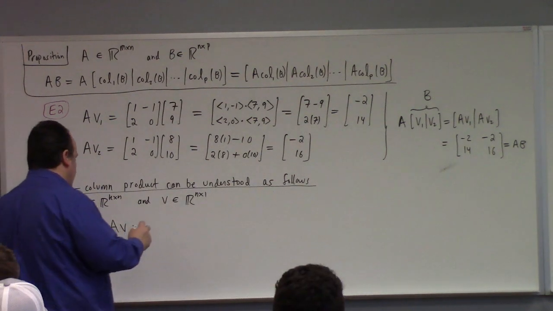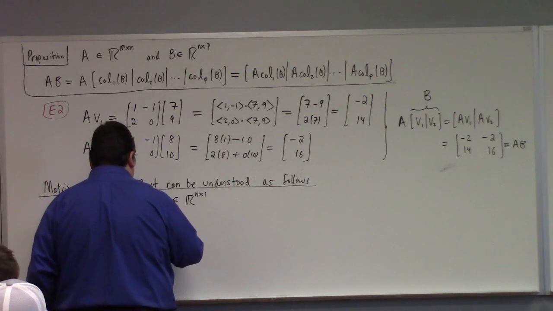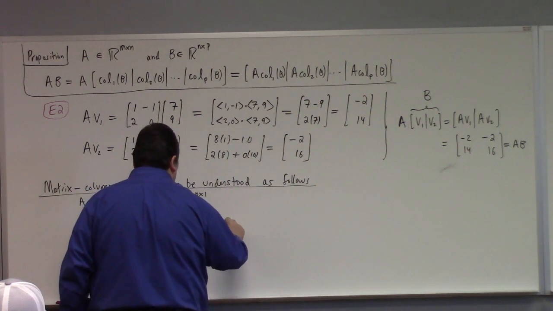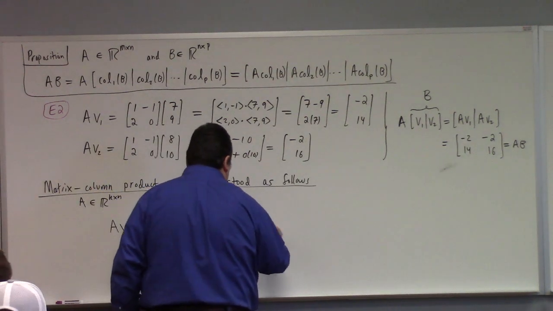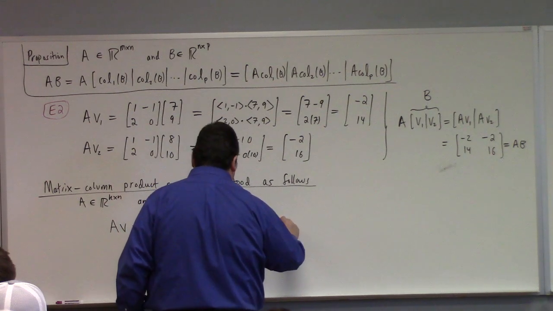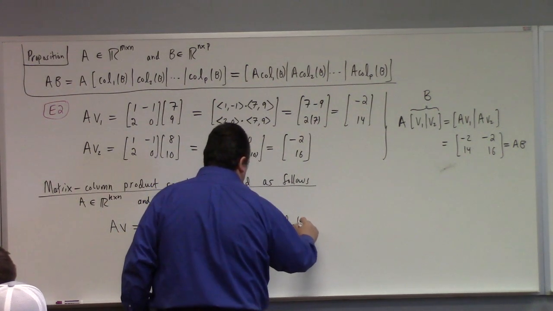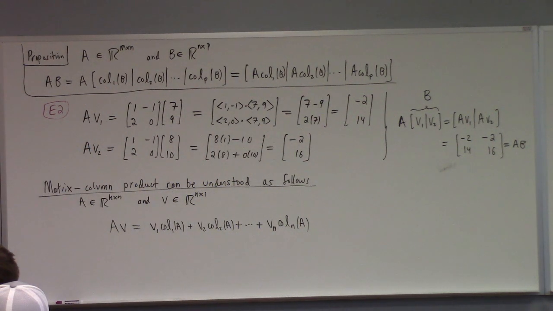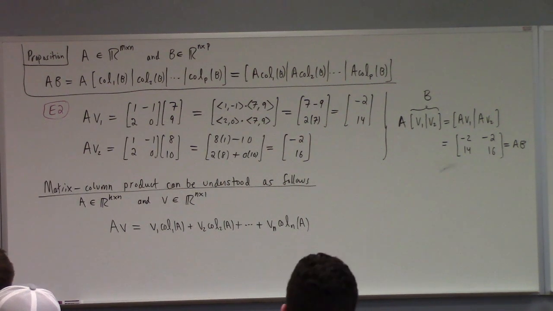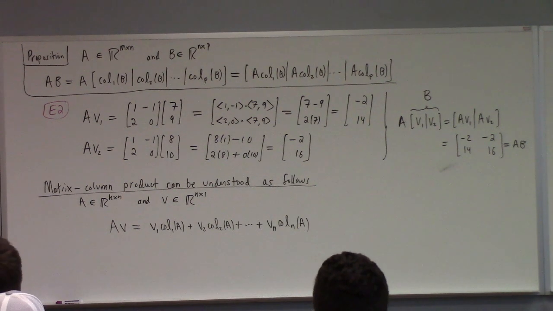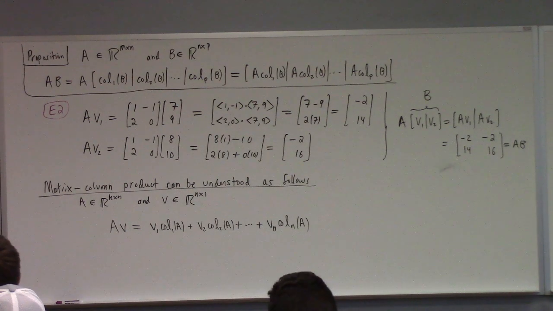So this can be understood as follows. This is V1, column 1 of A, plus V2, column 2 of A, plus dot, dot, dot, plus, how many components are there? Vn of them. Vn, column n of A. Let me put that into words. The matrix column product says that when we multiply a matrix times a column, what we're getting is a linear combination of the columns of the matrix with weights taken from the coefficients of the vector.